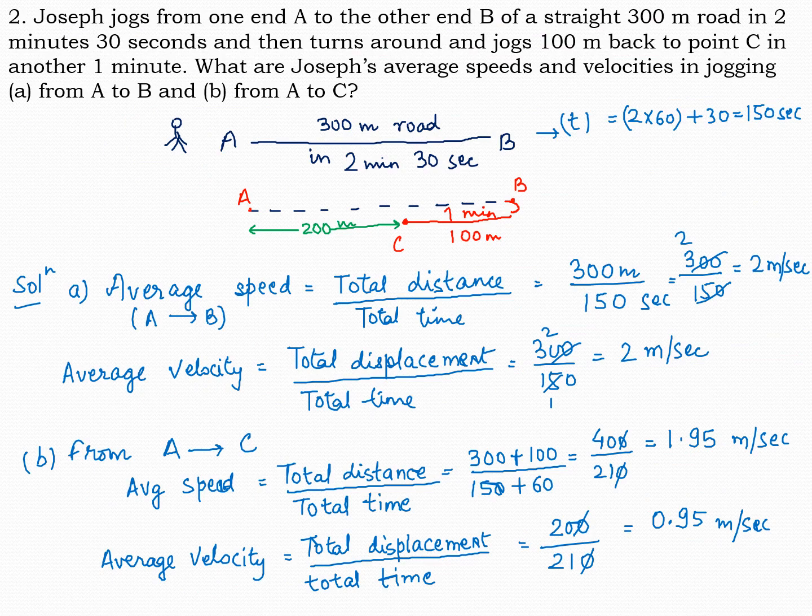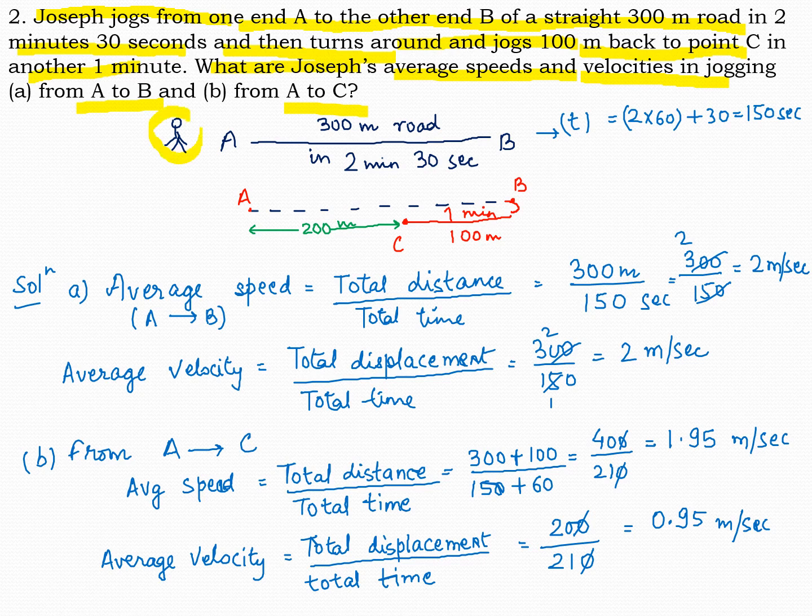Question number 2 says, Joseph jogs from one end A to other end B of a straight 300-meter road in 2 minutes and 30 seconds, and then turns around and jogs 100 meter back to point C in another 1 minute. What are Joseph's average speeds and velocities in jogging from A to B and from A to C?